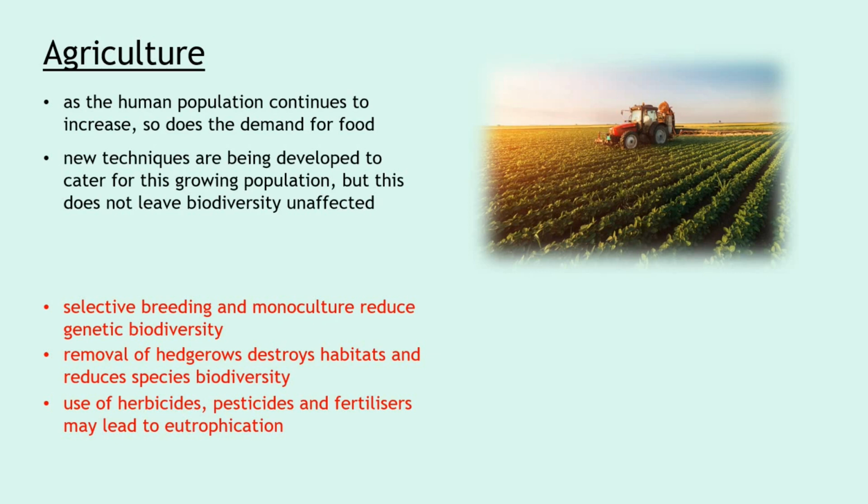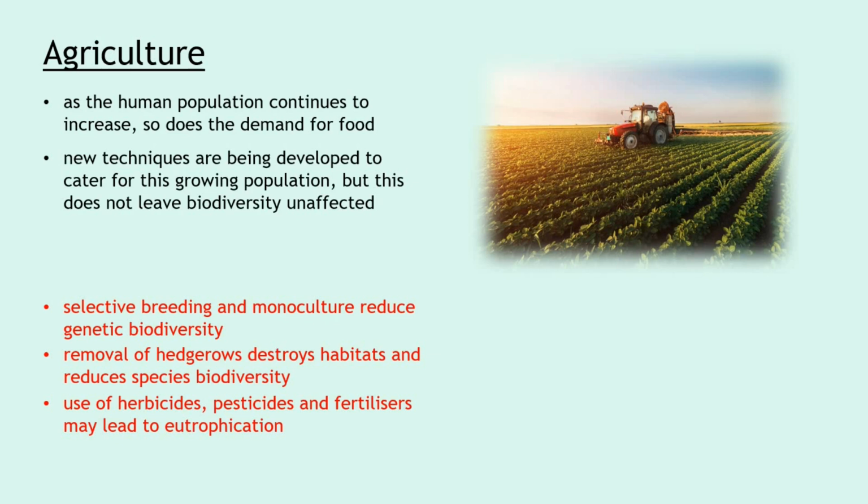Fertilizers are nitrogen-containing compounds that are used to increase the fertility of the soil. Now, if it happens to be that these fertilizers run off into neighboring bodies of water, then that can lead to a process called eutrophication. Now, for OCR, you don't need to know much about eutrophication, but essentially this is when the nitrogen in the water is used by algae.